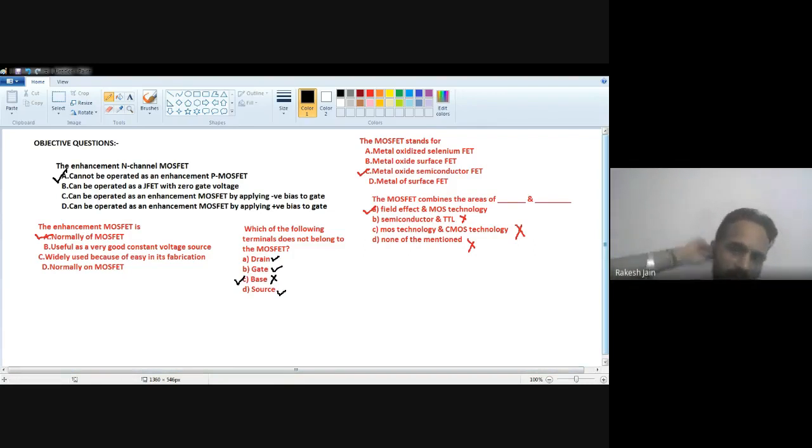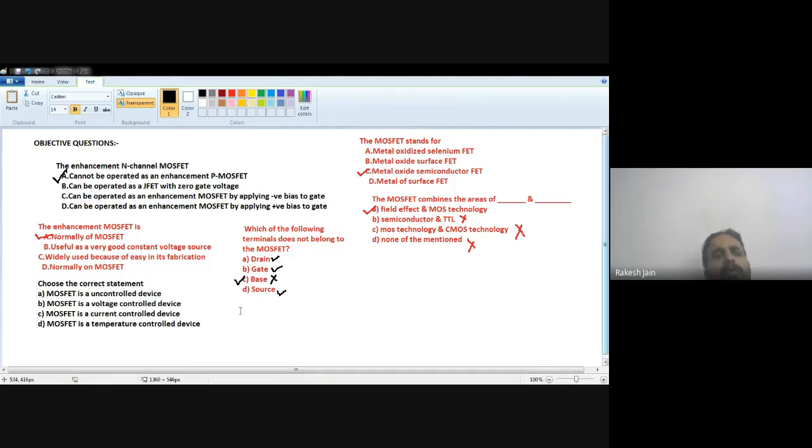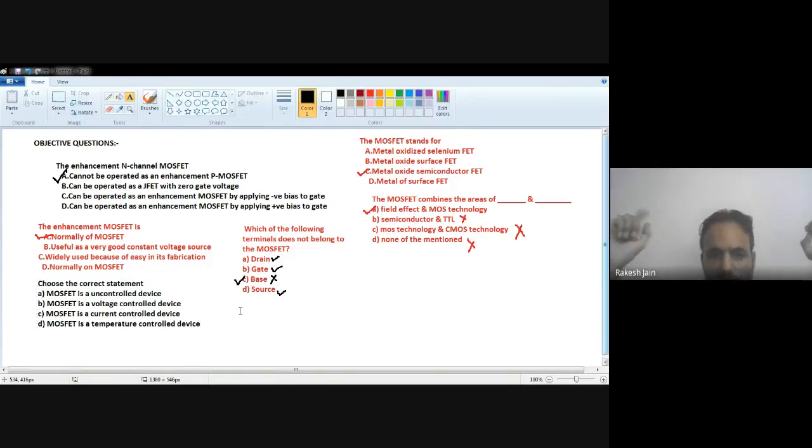So these are certain objective questions which you can easily solve because of the theory which we have already studied till now on this topic named MOSFET. Now my next question: choose the correct answer. With the help of the analysis we have already done in terms of construction and working principle, now tell me the answer of this question. It is not a tough question, it is an easy question but a tricky one. Which one is correct? MOSFET is an uncontrolled device, MOSFET is a voltage controlled device, MOSFET is a current controlled device, or MOSFET is a temperature controlled device?